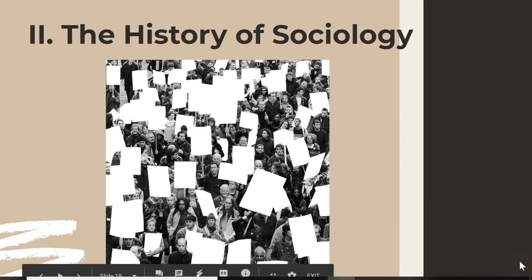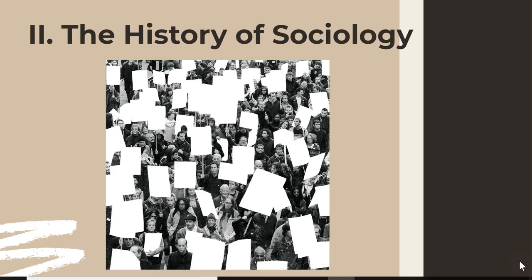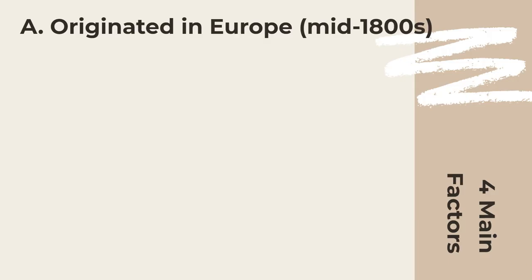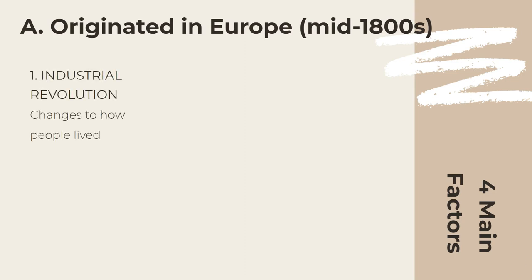In this second section, we'll look at the history of sociology. Sociology was an academic discipline that started in Europe. It emerged in the mid-1800s, and there were four main factors that contributed to its emergence.